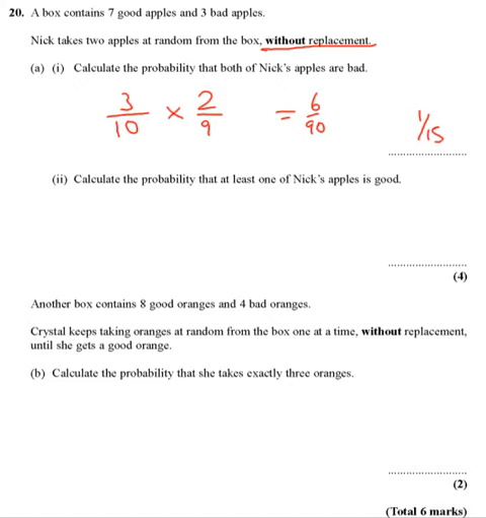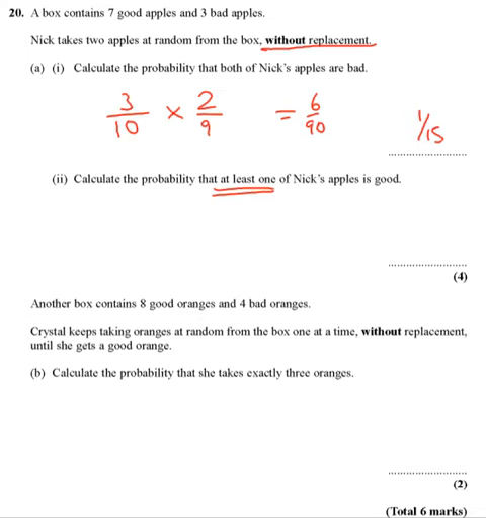The probability that at least one of Nick's apples is good. Now, this is a very important phrase in probability: at least one. If you're working out the probability of at least one of something happening, that means it's all the probabilities apart from none of them are good. So we could go through all the different ways in which you could get 1 or 2 good apples, but the easiest thing to do is look at the probability that none of them are good, which is the answer to part 1.